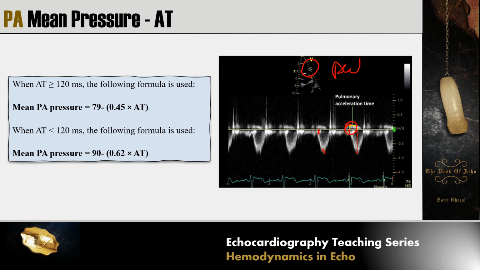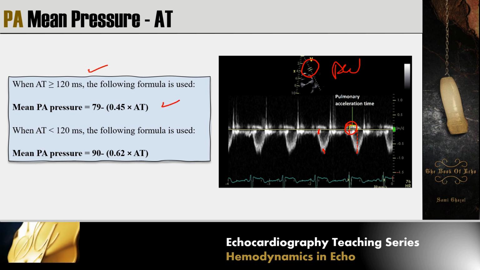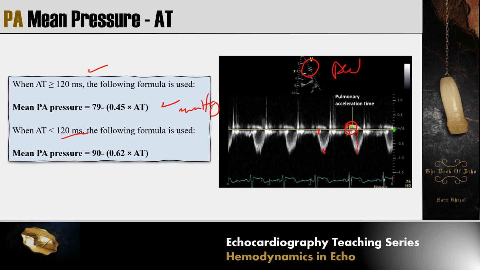If this acceleration time is 120 milliseconds or more, we use this formula, 79 minus 45% of the acceleration time, and we get it in millimeters of mercury. If the acceleration time is less than 120 milliseconds, we use this formula, which is 90 minus 62% of this acceleration time.